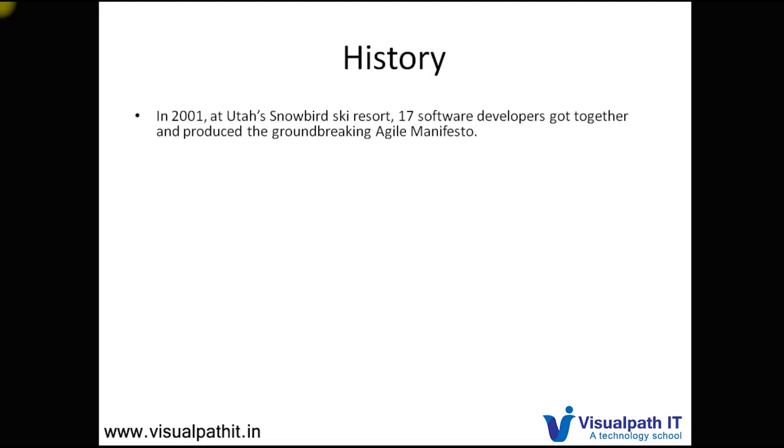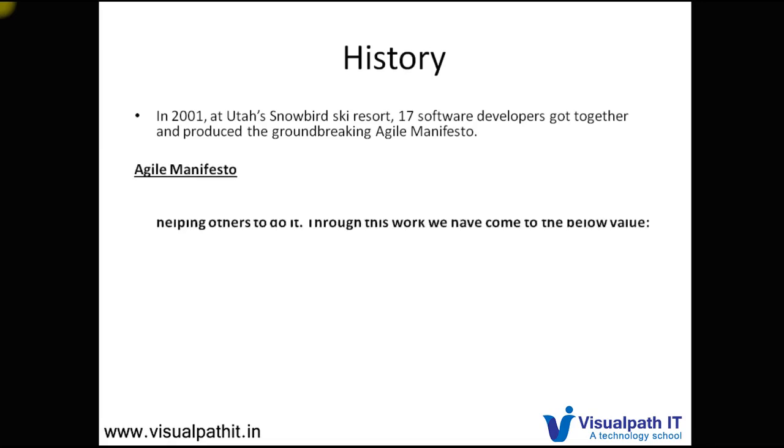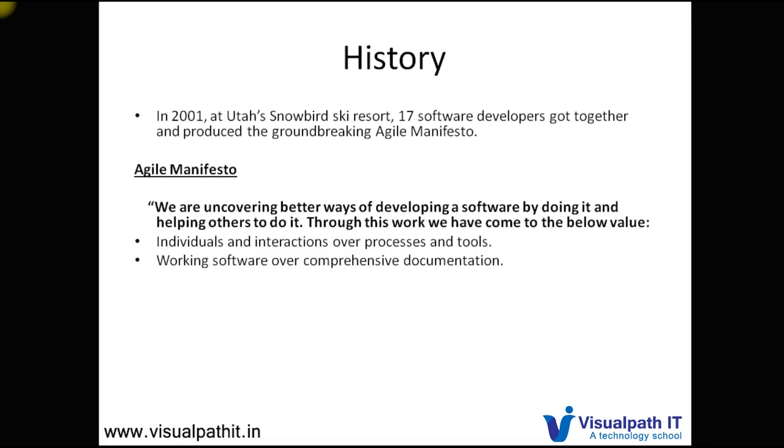So basically they tried to remove all these inefficiencies from the model, and they came up with something called the Agile Manifesto. Back then they were not even aware of how popular a buzzword it would become in the following years. So finally the conclusion of this meeting was the Agile Manifesto. So what is the Agile Manifesto?